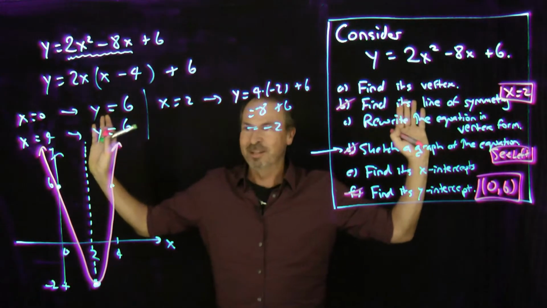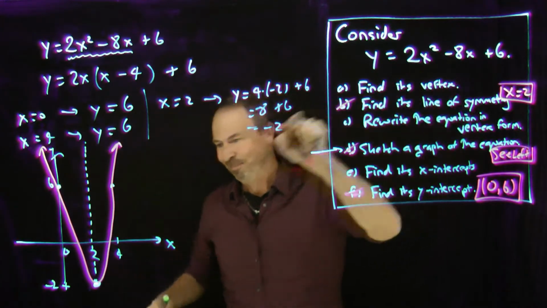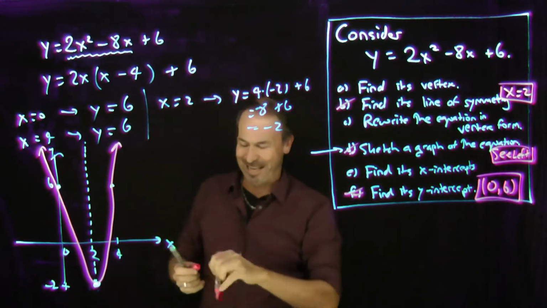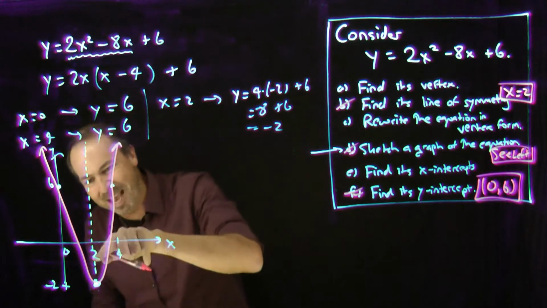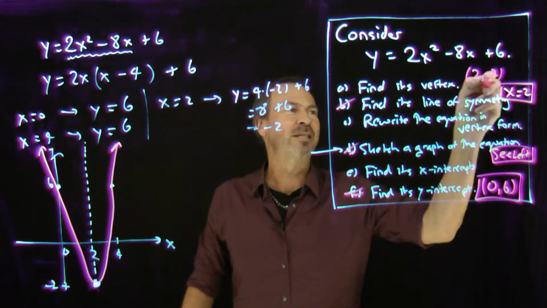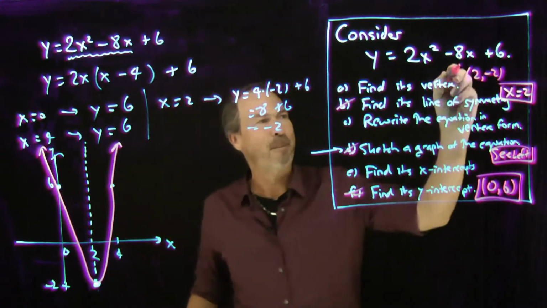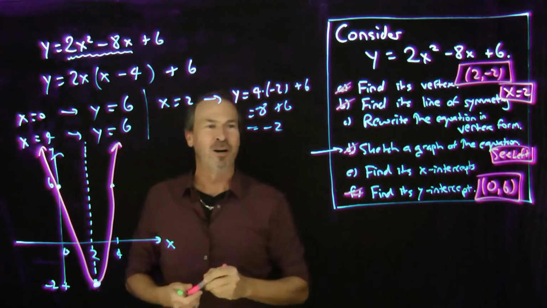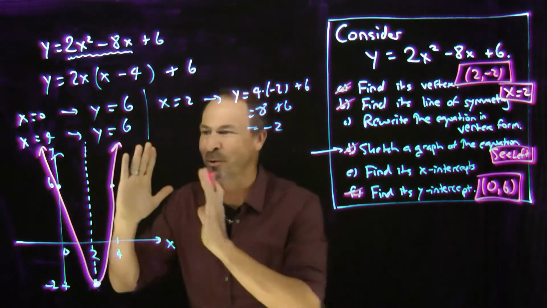Have we done any others? What else have we done? Find its vertex. There it is. I found it. Okay, but what point is that? That's x equals 2, y equals negative 2. The vertex is at x equals 2, y equals negative 2. The vertex is right there at that point. Bingo, I've actually done A as well. I've done 2/3 of the problems just by drawing a picture.